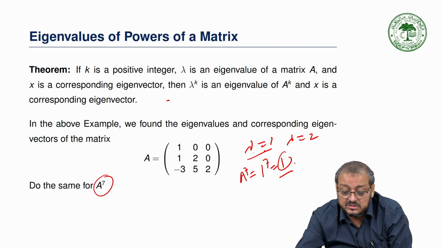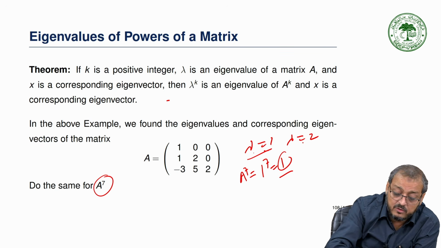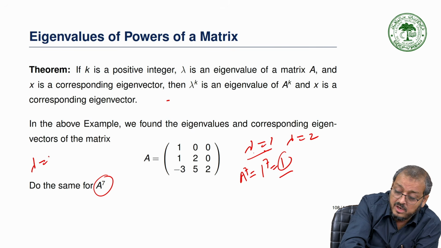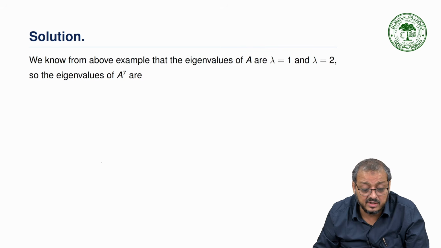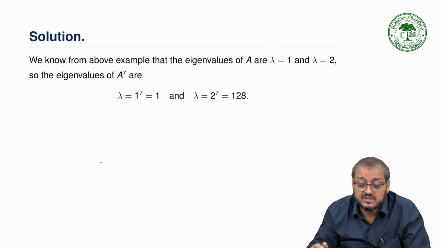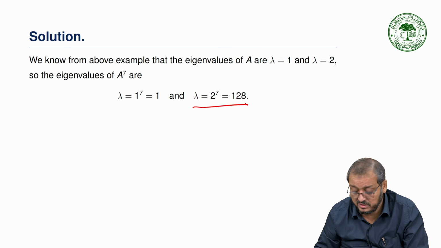Do the same for this. If lambda is equal to 2, then lambda to the power 7 is equal to 2 to the power 7, which is 128. So lambda to the power 7 is 128.